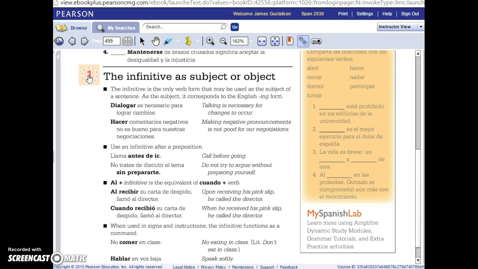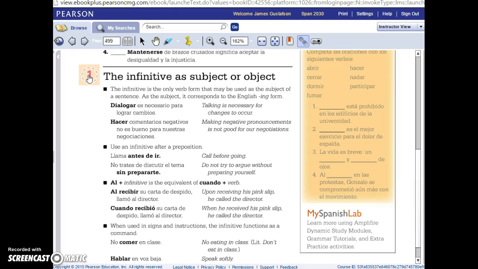Same thing after prepositions, as we see here. Llama antes de ir. Call before going. Ir means to go. And in English, we might say going. We use the ing form. In Spanish, we use the infinitive form, the form ending in AR, ER, or IR.